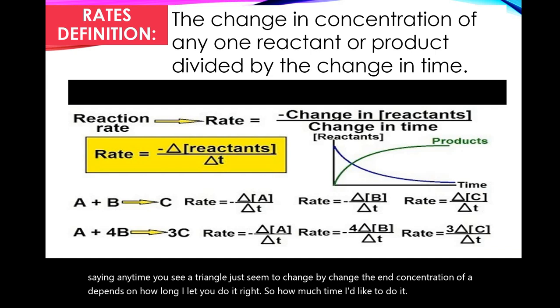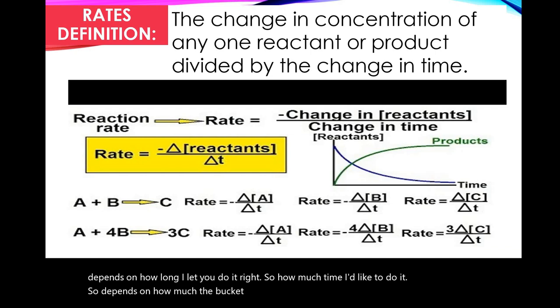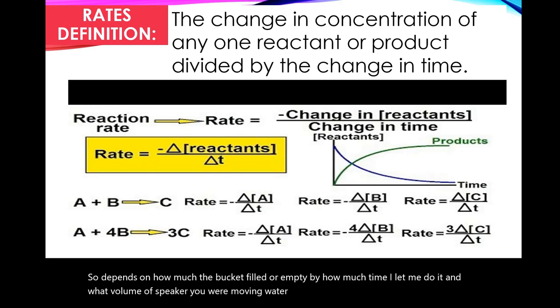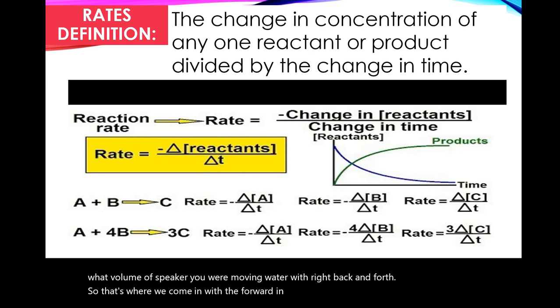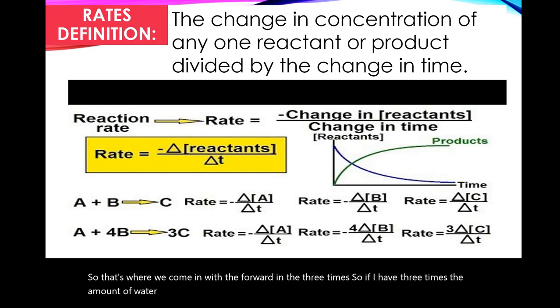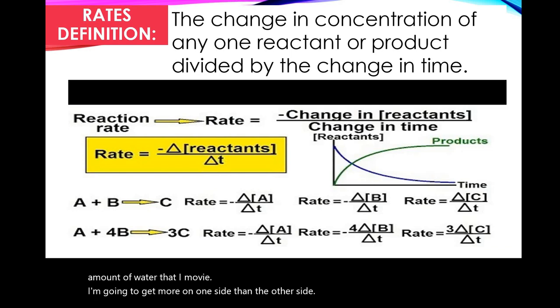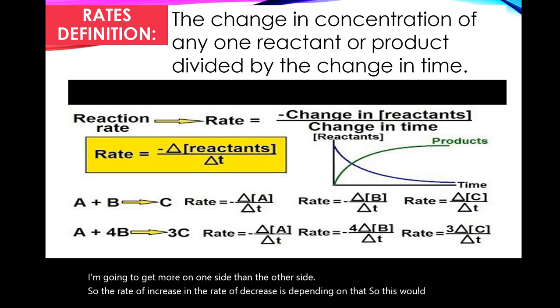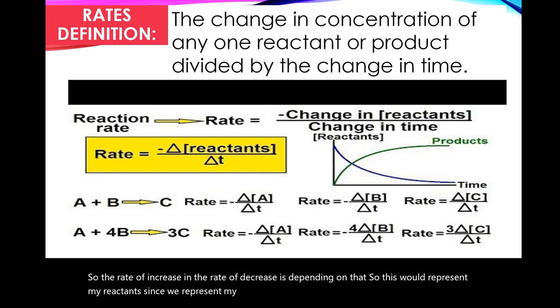So it depends on how much the bucket filled or emptied by how much time I let you do it and what volume of beaker you were moving the water with, right? Back and forth. So that's where we come in with the 4 and the 3 times. So if I have 3 times the amount of water that I'm moving, I'm going to get more on one side than the other side. So the rate of increase and the rate of decrease is dependent on that. So this would represent my reactants. This would represent my products. So over here I have 1A that's moving back and forth. I have 4B in the same time that I'm moving towards the product.